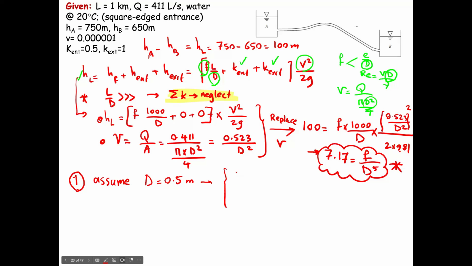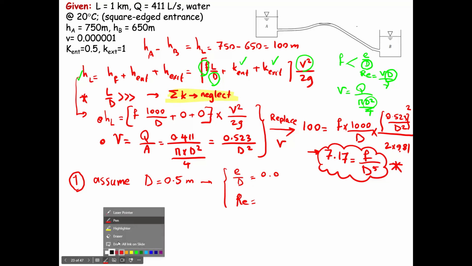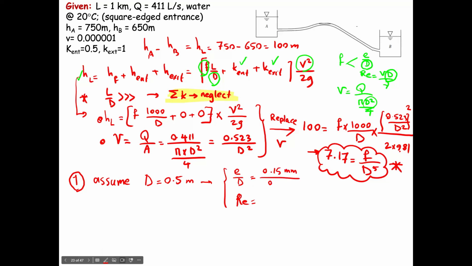So find E over D and Reynolds. E over D is the same. No, okay, sorry, not the same because D is different. Do you remember we have this guy in millimeter, don't forget it. And we have this one in meter. So I'm going to multiply it by 1000 to make it consistent. So 0.0003. Reynolds is V D over nu.